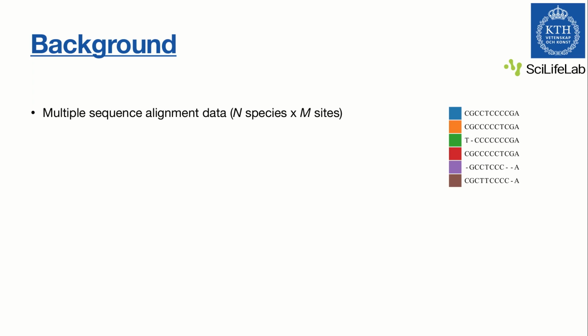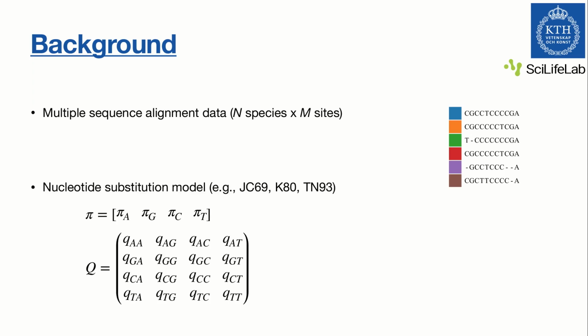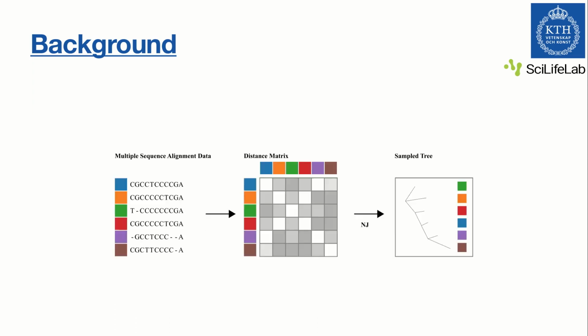So we are working with multiple sequence alignment data of N species and M sites, as shown on the right side of the screen, and each site consists of a nucleotide A, C, G, T or a dash, the gaps introduced during the alignment. There are various nucleotide substitution models such as Jukes-Cantor 69, Kimura 80, etc., which are described by a stationary distribution pi and the rate matrix Q. With different constraints on this pi and Q, we have different substitution models.